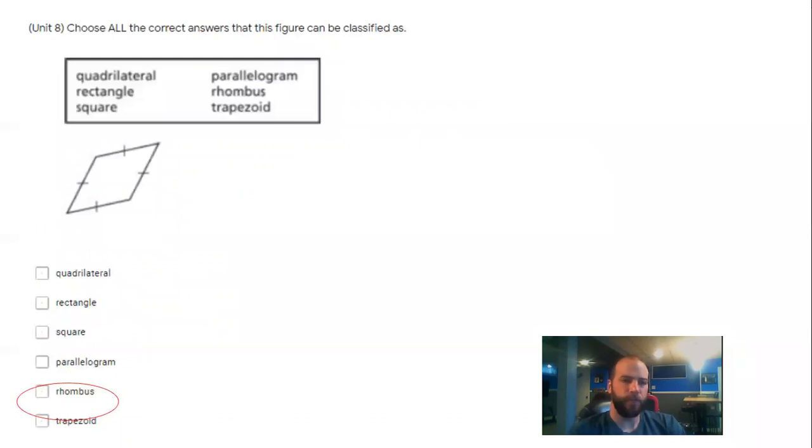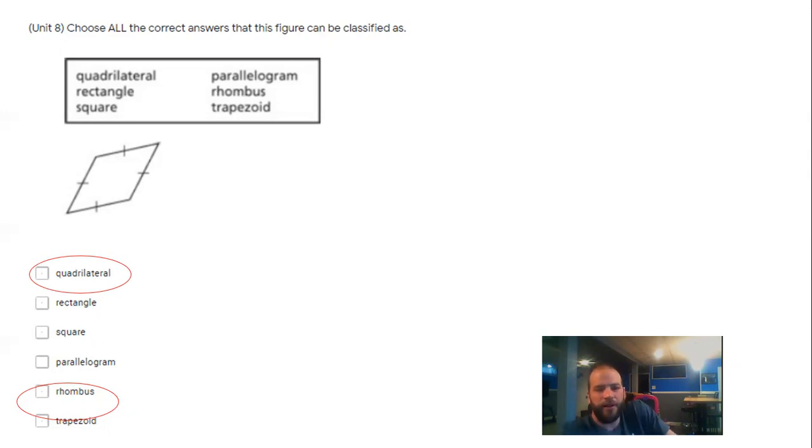All right. Choose all of the correct answers. Quadrilateral. That just means it has 4 sides. Is it a four-sided polygon? That answer is yes. So therefore, boom. Is it a rectangle? No, for a rectangle you have to have 90-degree angles. Corners, these are 90-degree angles. Square, no, same thing. You have to have 90-degree angles. So that answer is no there for square.